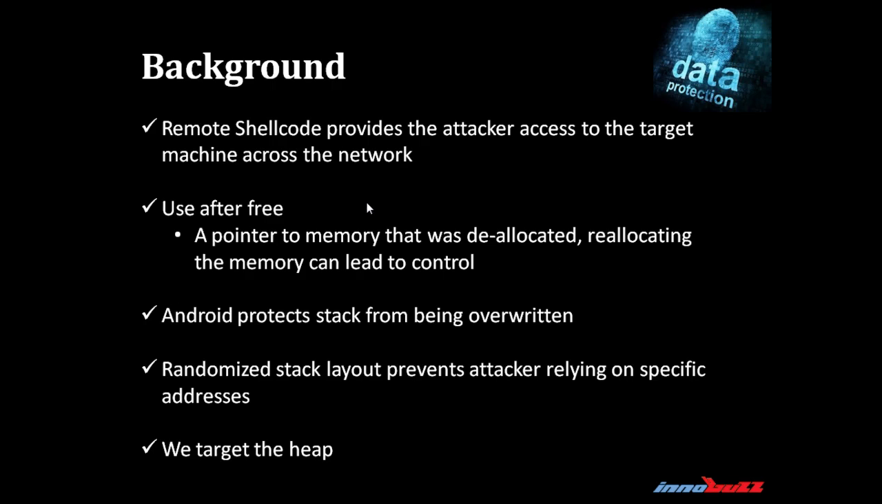In the previous slide, we have seen the remote shellcode vulnerability, where this vulnerability provides the attacker access to the target machine across the network. In this attack, a pointer points to a memory that was deallocated. Reallocating the memory can lead to access control of the attacker. Android protects stack from being overwritten, and randomized stack layout prevents attacker relying on specific addresses so that this attack can be mitigated. This attack targets the heap memory.